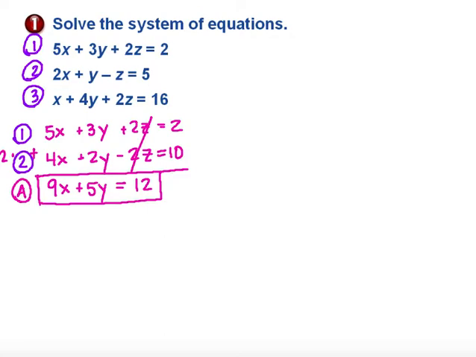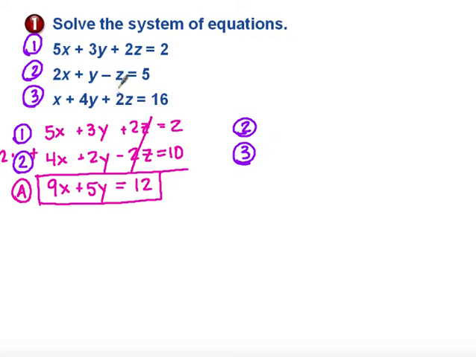All right, now I can't use equations 1 and 2 together again. I can either use 1 and 3 or I can use 2 and 3. Now my goal here is to also get rid of z's again, so then I'll have two equations with just x's and y's in. So the second time, I'm going to choose 2 and 3. Again, I could also use 1 and 3, it doesn't matter.